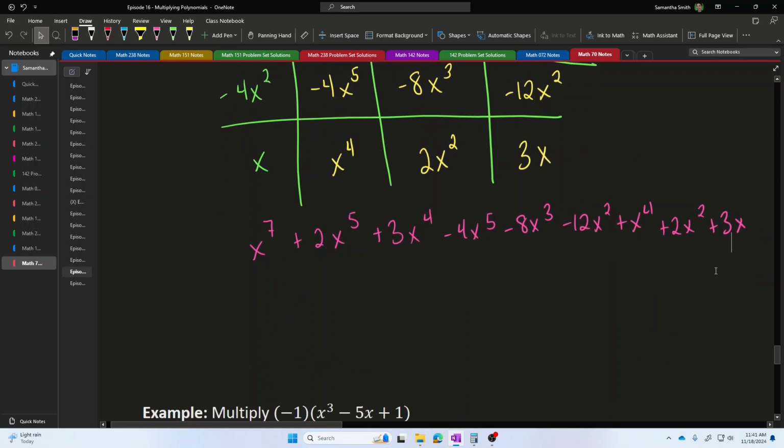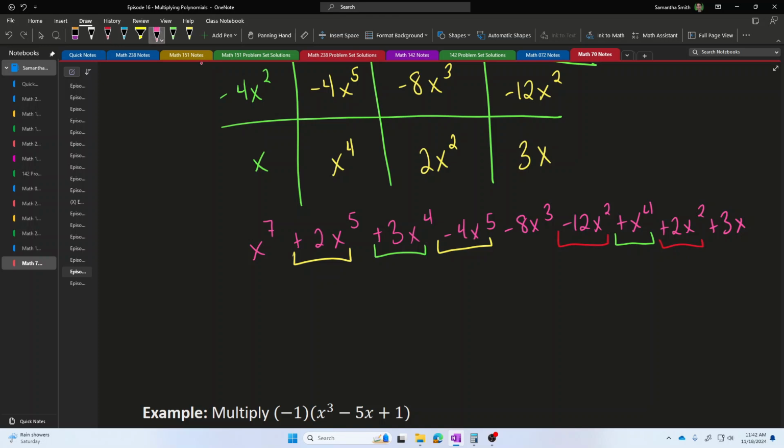And again, for like terms, we're looking for terms that have the variables and exponents exactly the same, terms that are only different in the coefficient. So I think that 2x to the fifth power and negative 4x to the fifth power are like terms. I also see a 3x to the fourth power and a x to the fourth power. I see a negative 12x squared with a positive 2x squared.